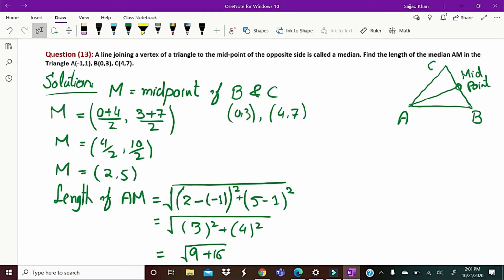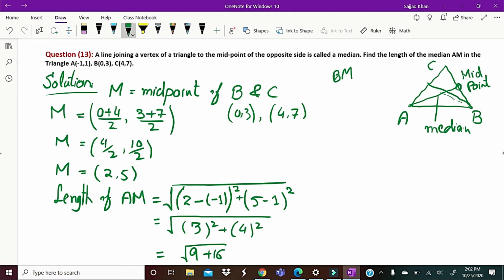Question number 13 says that a line joining a vertex of a triangle to the midpoint of the opposite side is called a median. So from the vertex to the midpoint of a line is called median. This is called median. So we need to find out the length of the median AM in the triangle A, B, and C. So we need to find out AM. It means M should be the midpoint of B and C. If we are asked to find out BM, it means that this median. So M would be the midpoint of A and C.